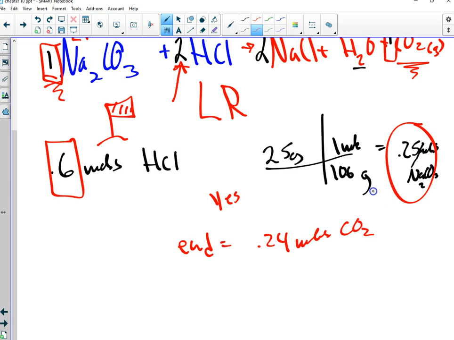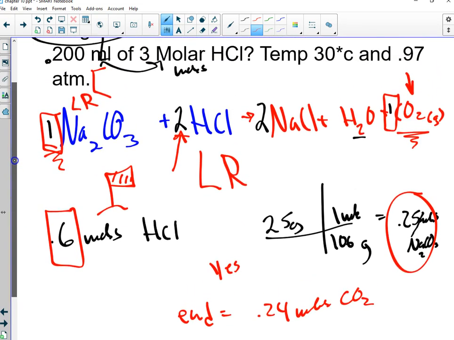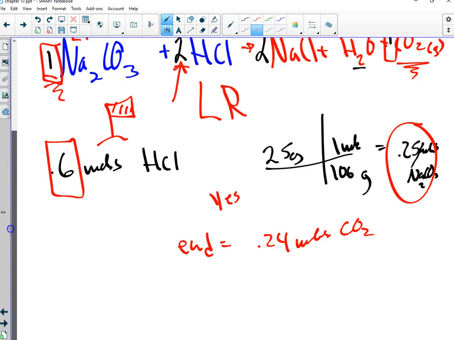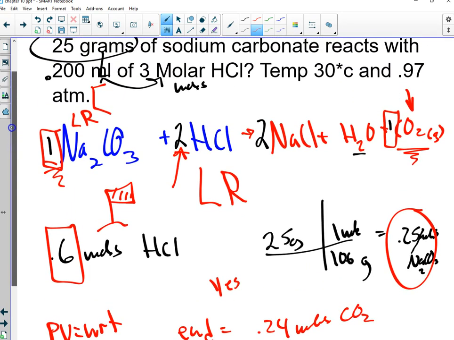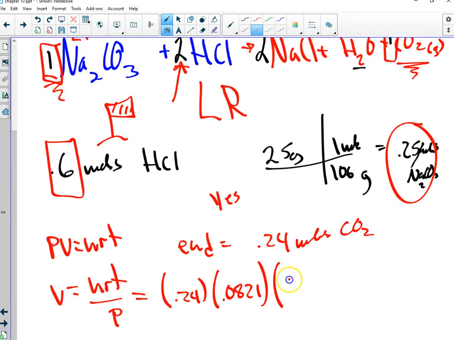And then from here, it's not bad. We're solving for, is it pressure or volume? Volume. So if PV equals nRT, volume will be equal to nRT over P. I have 0.24. What's R? 0.0821. The temperature, did anyone write that down? Okay, so 298. And it was 0.97 was the pressure, correct? Is that right?